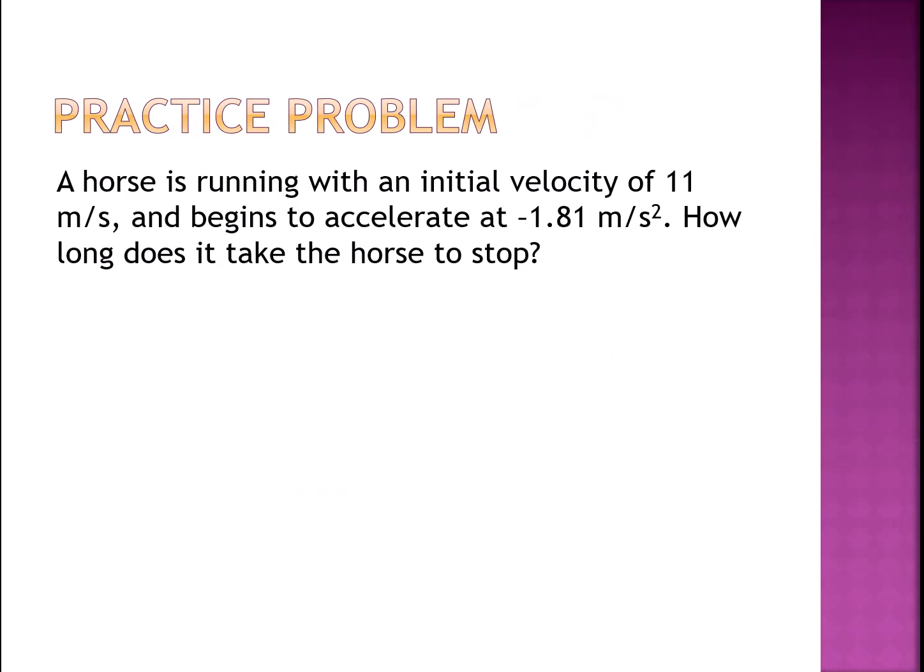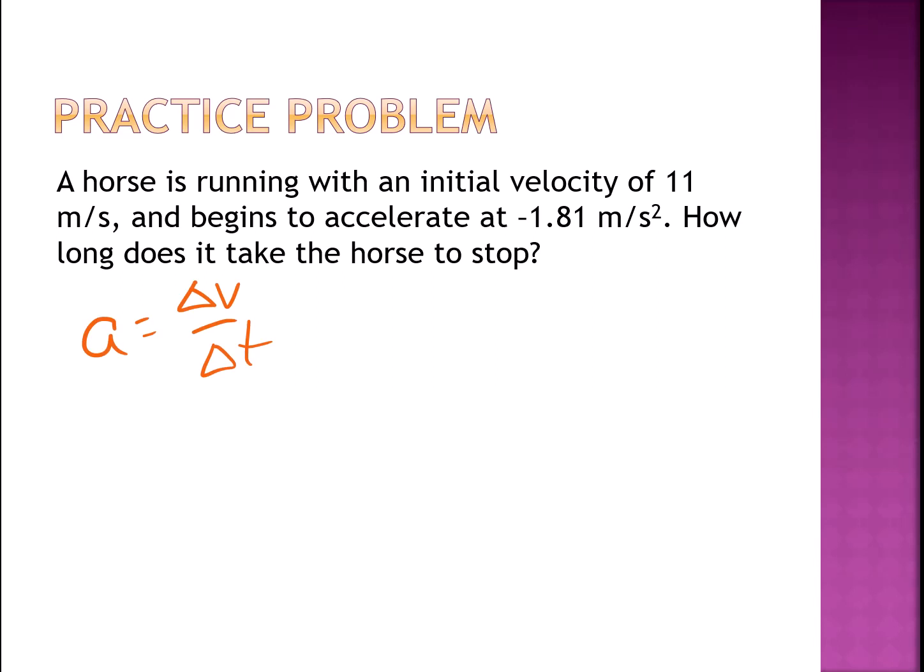The next practice problem is a horse is running with an initial velocity of 11 meters per second. It begins to accelerate at negative 1.81. So immediately apply what you had just learned on the previous slide. It's a positive velocity, but a negative acceleration. They are opposite signs. That means it's going to be slowing down. Plus, when you read the next sentence, how long does it take the horse to stop? Right there, it's telling you it's coming to rest. It's slowing down. So you can make the mental connections even before the English comes into the problem with the second sentence.